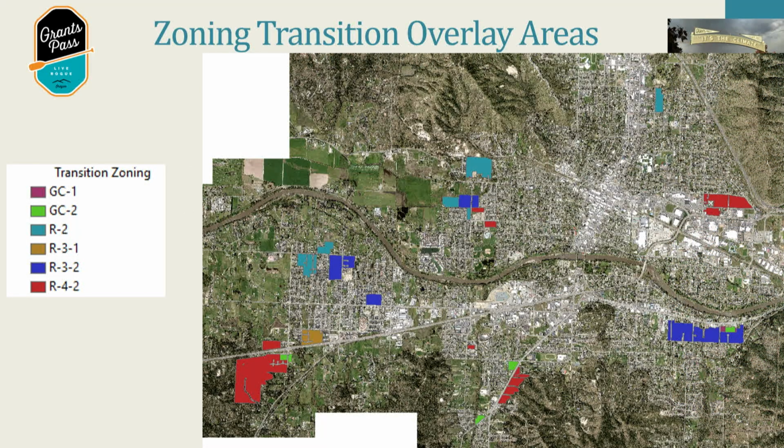And here are the areas around the city that were designated at that time, 2014. You can see they fall both north and south of the river, and they vary from the GC1, GC2, R2, R31, and R42, depending on where you're at.